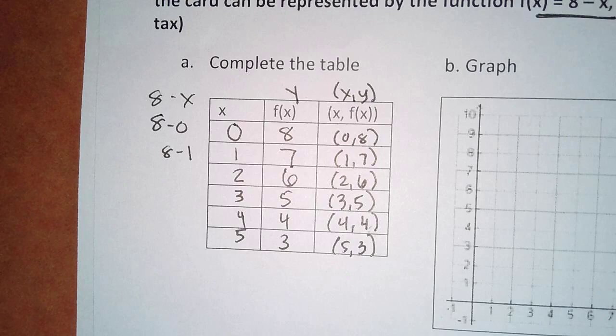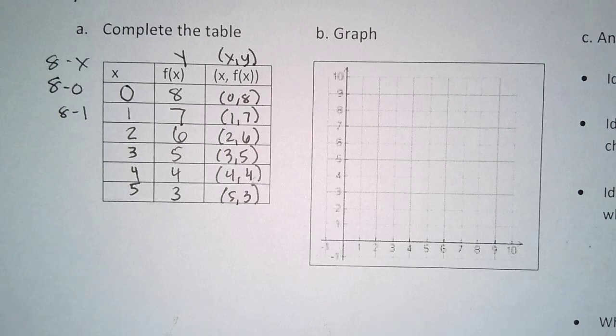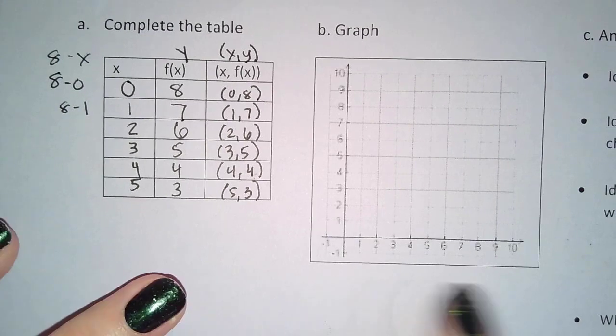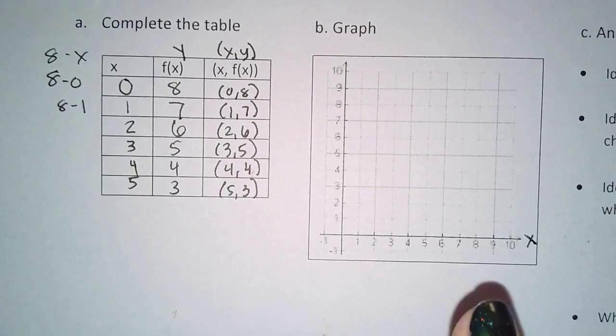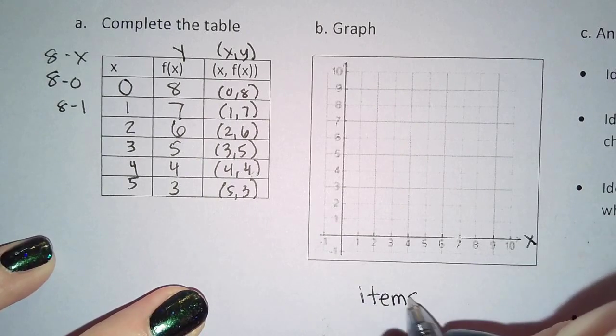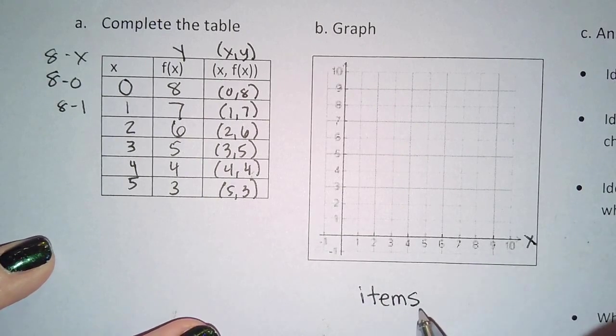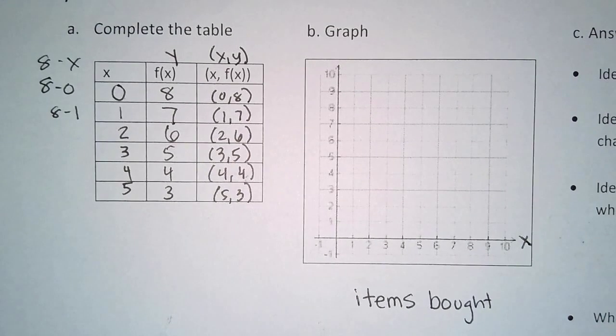Now we want to graph this. If I'm graphing, I should always label. So what is on the x-axis? Items. Items that we're buying. Items bought. Okay. Is it the price? Oh, each has one. Each is $1. So, okay.